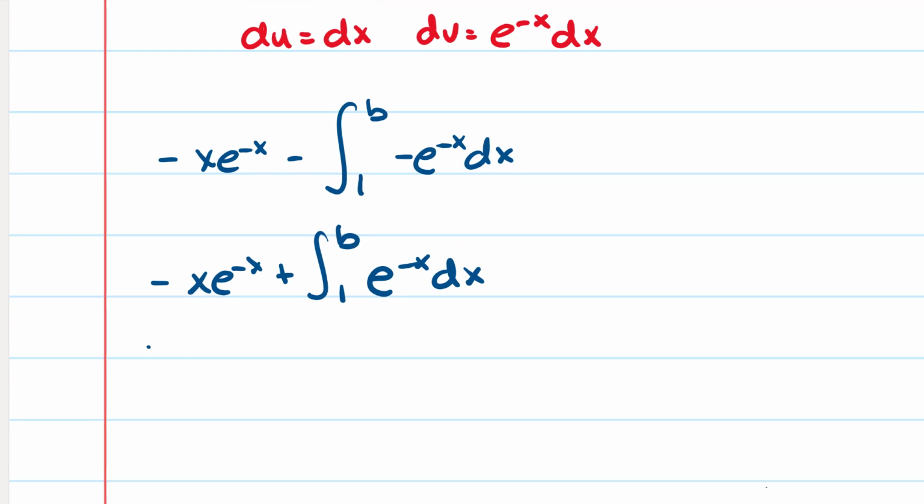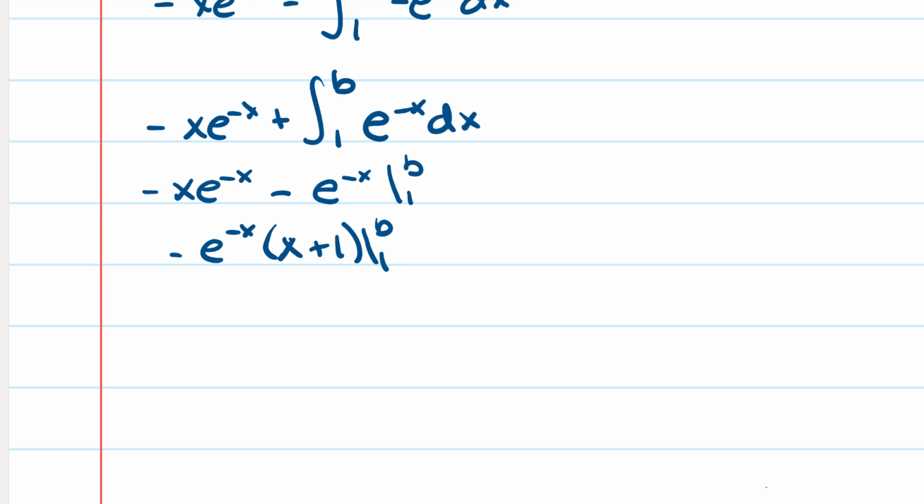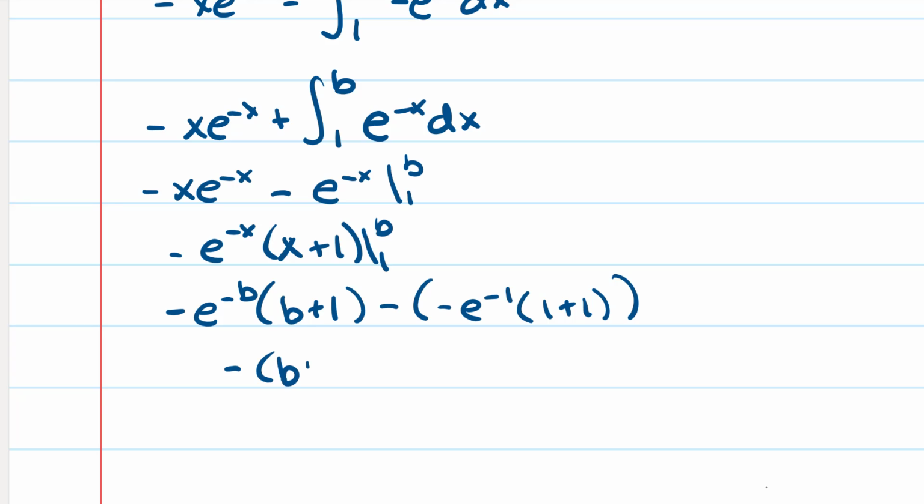So when I integrate, I get negative x e to the negative x minus e to the negative x from 1 to b. Use a little bit of algebra to clean that up. You don't have to, but it's going to make plugging the b in much easier. So now I'm just going to plug everything in. I get negative e to the negative b times b plus 1, minus negative e to the negative 1 times 1 plus 1. So this becomes negative b plus 1 over e to the b plus 2 over e to the 1.